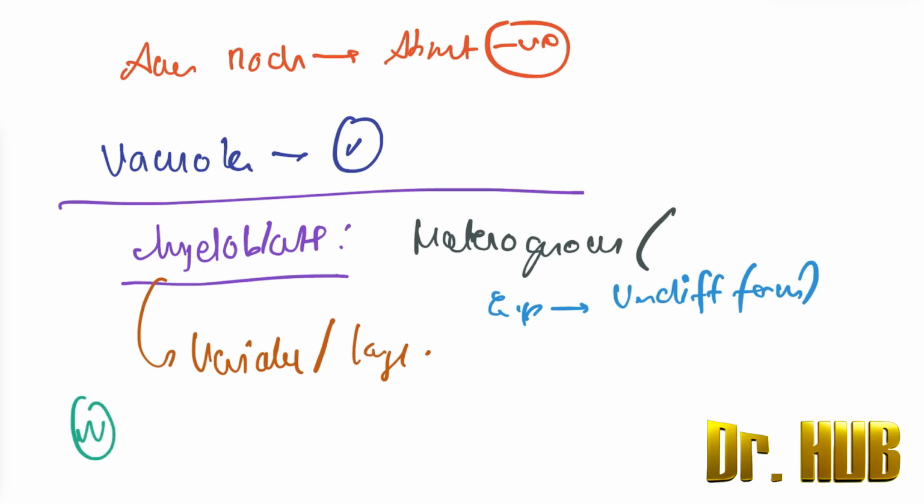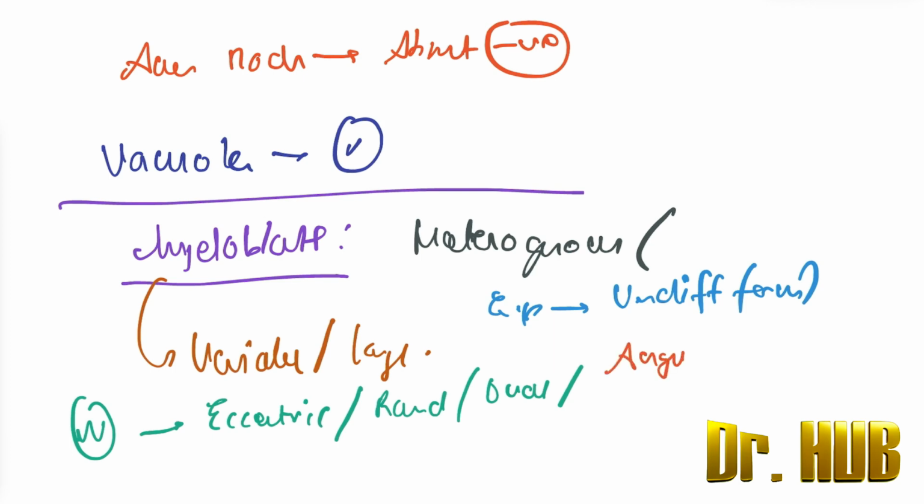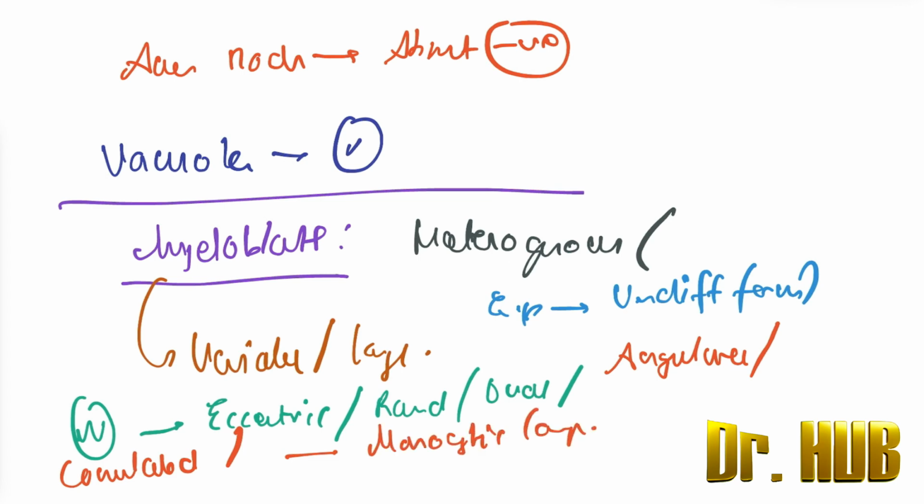Next, how is the nucleus? The nucleus is eccentric. It is round, oval, and can be angulated as well. Then it is sometimes convoluted, particularly in the monocytic component.